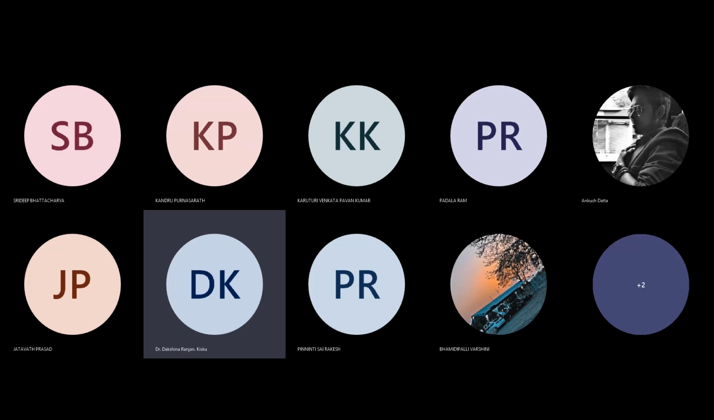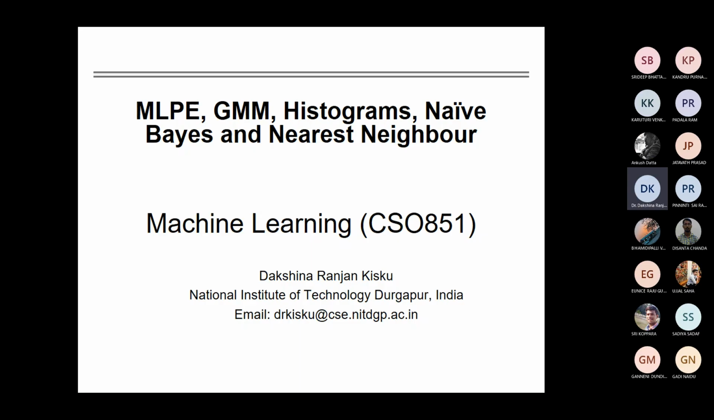A pair of examples for those two classification algorithms. First of all, we will talk about the naive Bayes classifier, and then we will talk about k nearest neighbor.